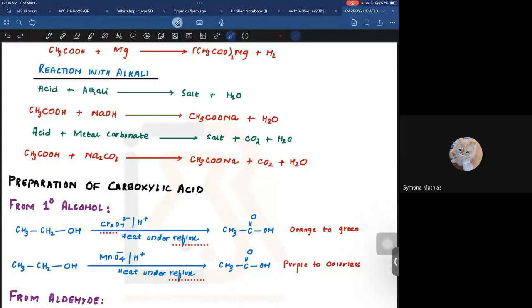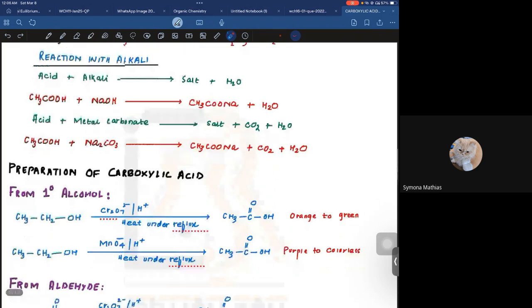It can escape from the round bottom flask. It can escape from the container in which you have this alcohol. To avoid this, I'm supposed to heat in such a way that I can heat it properly without the loss of your alcohol. So that's why we are saying that we are going to heat it under reflux. This is the first way to prepare carboxylic acid.